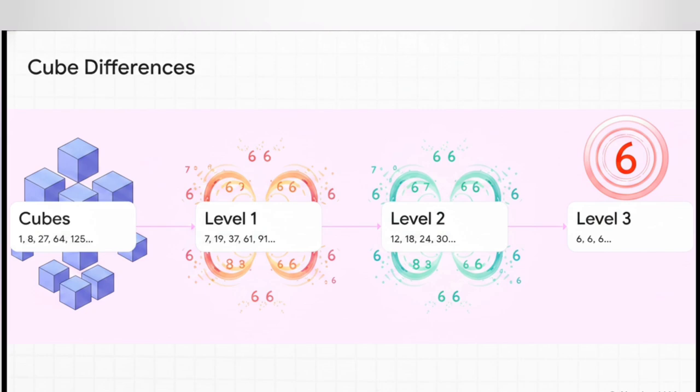18 minus 12 is 6. 24 minus 18 is 6. Boom! We reach level 3, and the difference becomes a constant 6. Because cubes are 3D, it takes exactly 3 levels of difference to hit rock-bottom stability. I mean, how beautifully elegant is that?